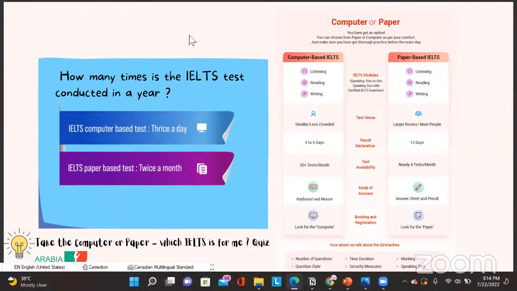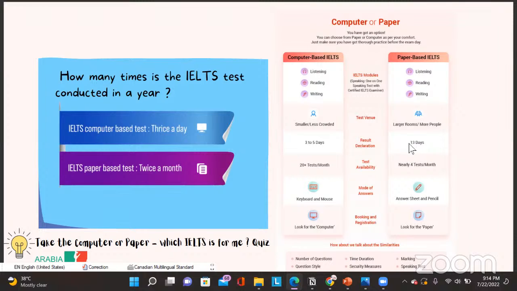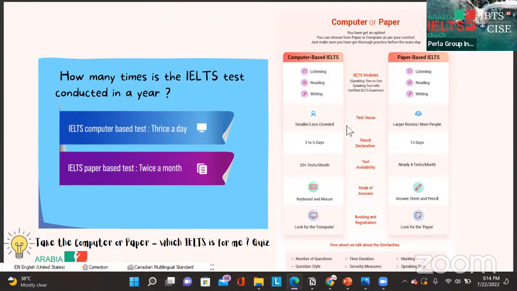2 weeks or 3 weeks? You mean the results for the IELTS? Yes, it's maximum 13 days, so it's about a week, 2 weeks.